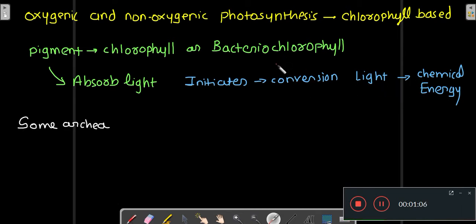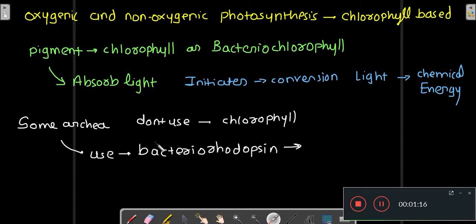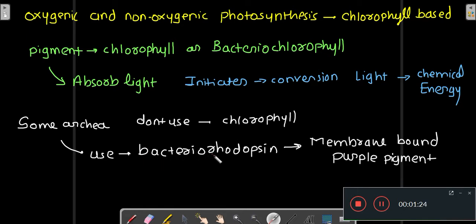Now some archaea don't use chlorophyll to absorb light. Instead they use bacteriorhodopsin, which is a membrane bound purple pigment.